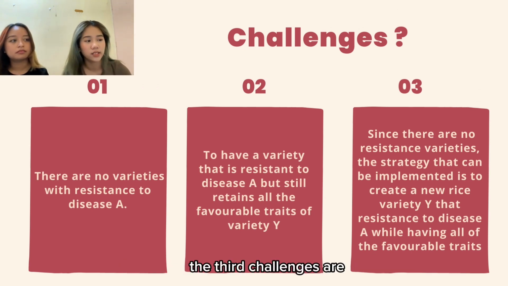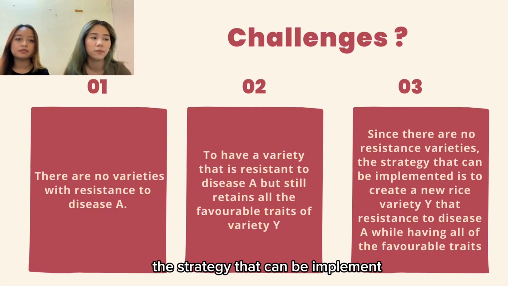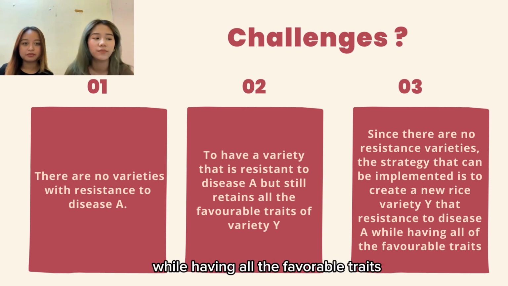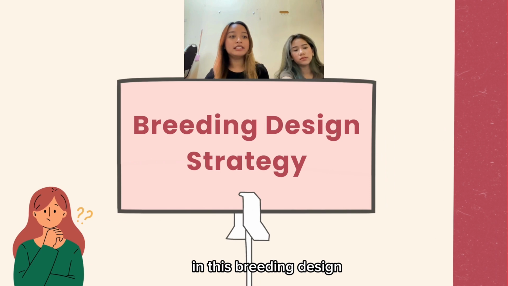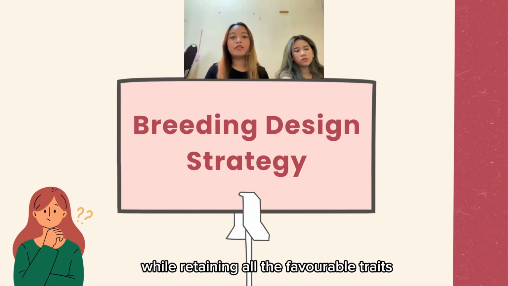The third challenge is, since there are no resistant varieties, the strategy that can be implemented is to create a new variety Y that is resistant to disease A while having all the favorable traits. In this breeding design, the aim is to improve the resistance of rice variety Y to disease A while maintaining the favorable traits.